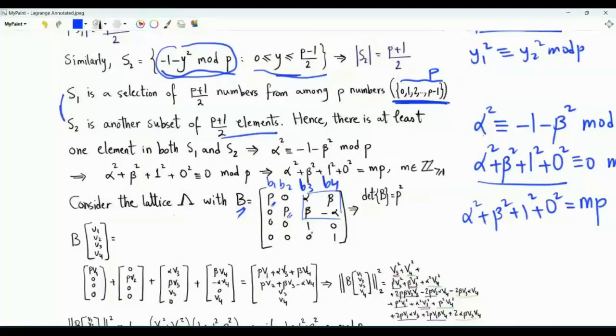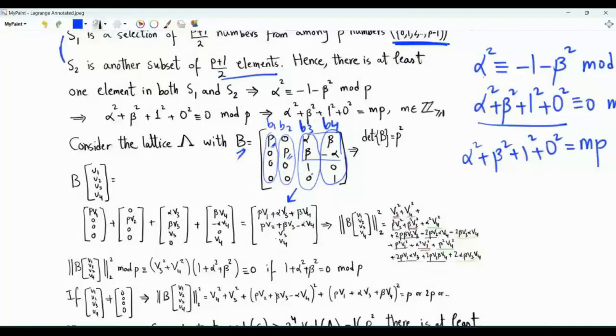How do the vectors in the lattice look? What if we take B and multiply it by a vector of 4 integers? What if we construct an integer combination of the columns of matrix B? Then we will get this vector B1 times V1 plus this vector times V2 plus this vector times V3 plus this vector times V4. And this is the result that we get. Compute the L2 norm squared of this vector. So we will take each element and square. We have V3 squared plus V4 squared plus the square of this sum and the square of this sum, which can be expanded like this.